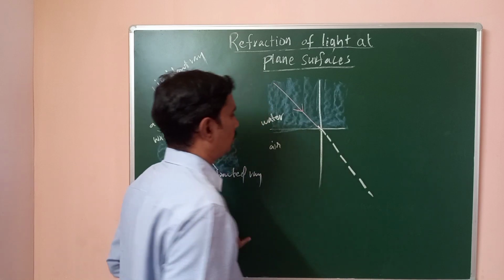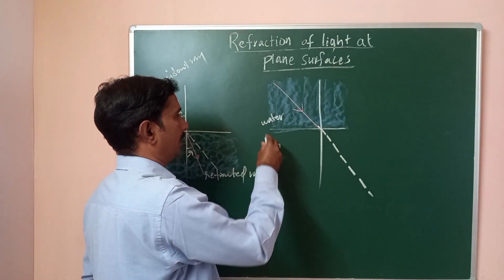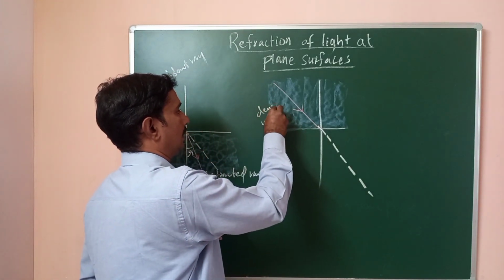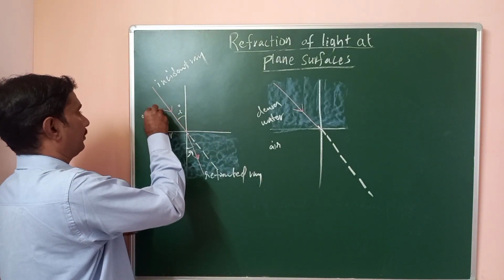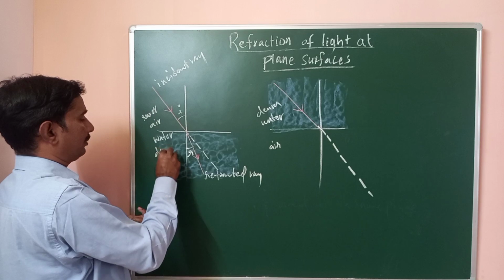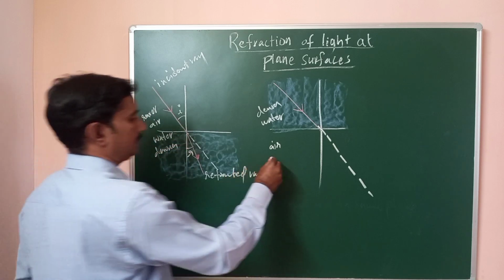But now, it goes from denser medium to rarer medium. This is the denser medium. This is the rarer medium.